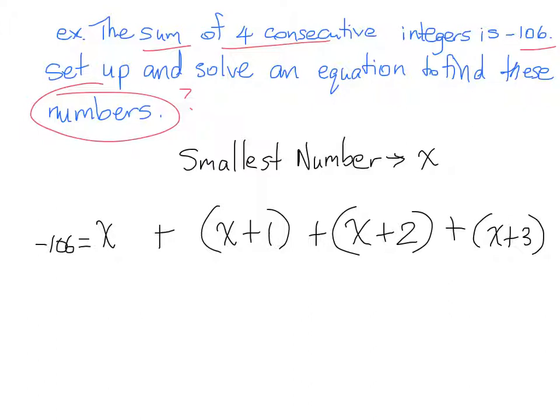All right, so now we can go ahead and join like terms. We have x here, here, here, and here. So there are 4 x's plus, and now we have 1 plus 2 plus 3, which gives us overall 6.